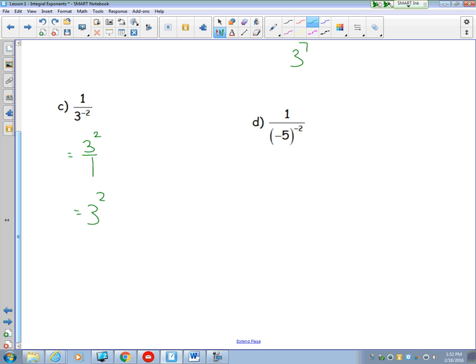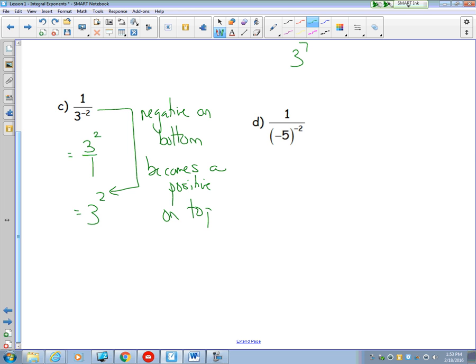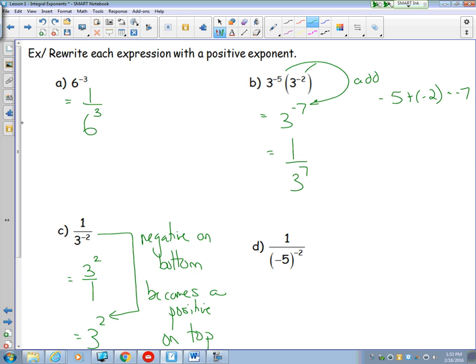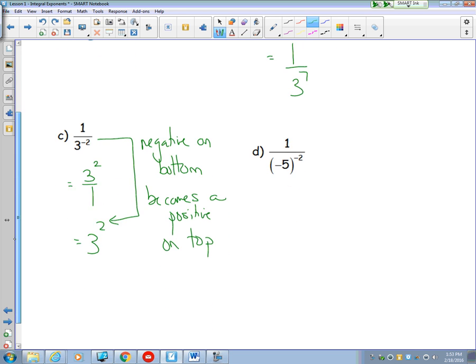Much easier, right? Sort of a little trick for you here, okay? If you want to think of this: a negative on the bottom becomes a positive on top. Or vice versa. Go back to the first question, right? A negative exponent on top becomes a positive on the bottom. Okay? And be careful, I'm talking about the exponents here, right? Not the bases themselves. That's kind of a key idea when I look at D here.